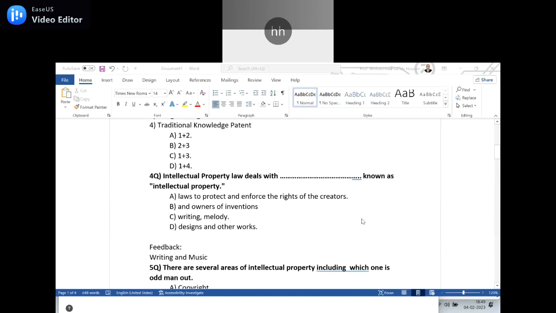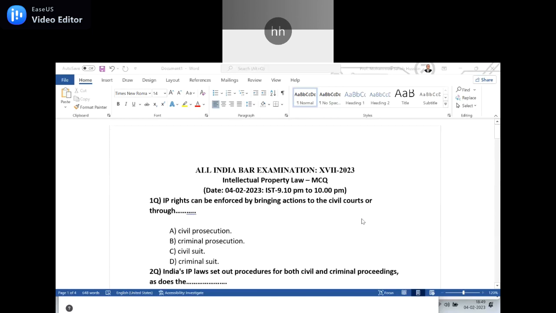Participants and the aspirants of the All India Bar examination, today is the last class, and I am going to deal today with intellectual property law, that is multiple choice questions. Be ready to shoot.